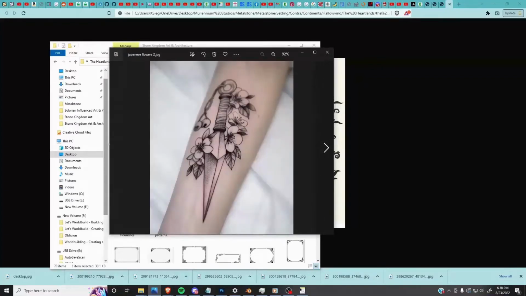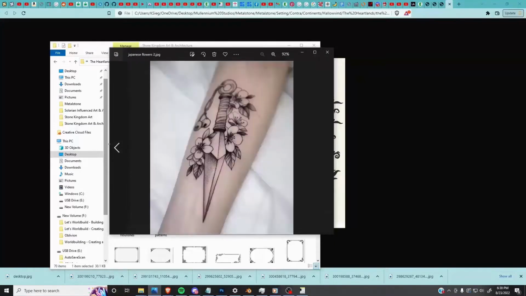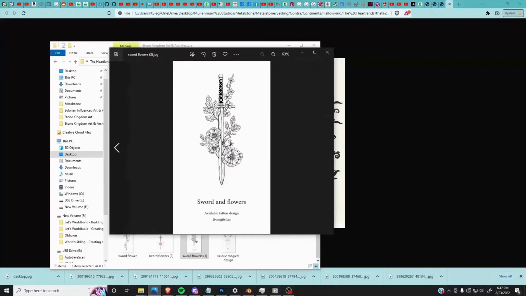And not only that, but it could also be influenced from the Solarian Empire as well, because in that culture you had these sun type of symbols. And maybe the influence from that is that the Stone Kingdom saw these flowers as sort of representing the sun in a way, because you got these petals that kind of spread out like the rays of light of the sun. So I would imagine that's why these flowers probably play a big part in the art.